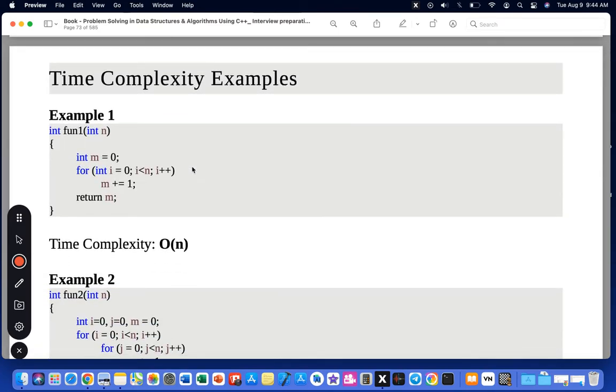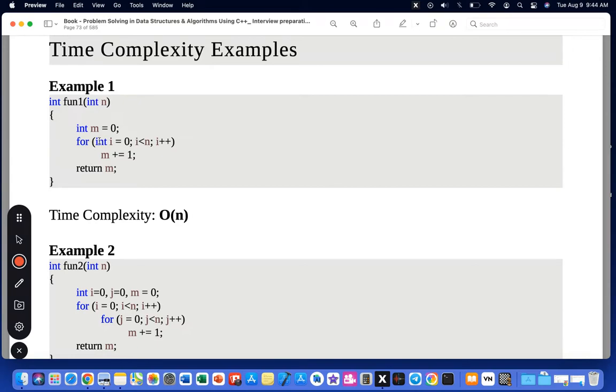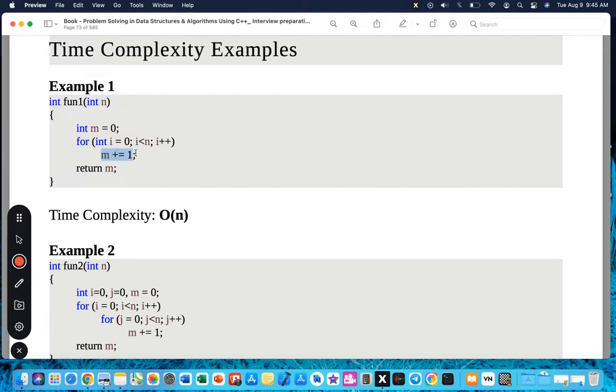Time complexity examples. Example 1, constant. We have a method called fun1, like function 1, and we identify an integer, then with the loop from 0 less than n, the n is the passed argument, and we say m equals m plus 1 and return the result. All right. So this is constant.